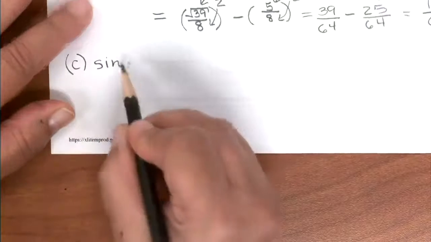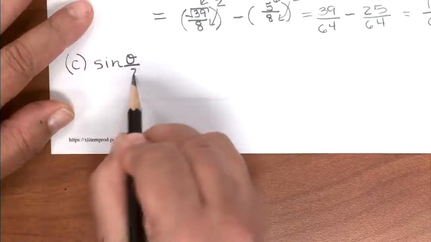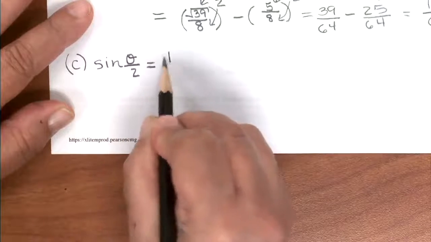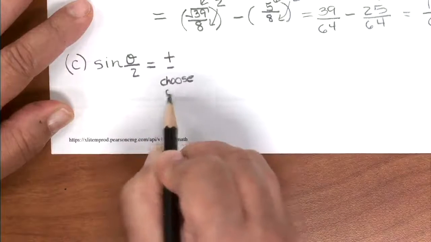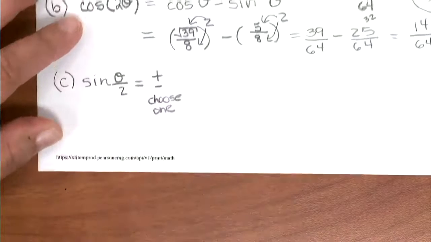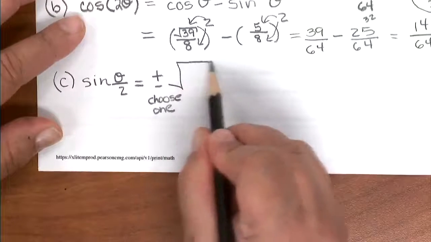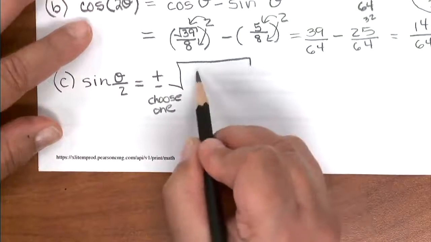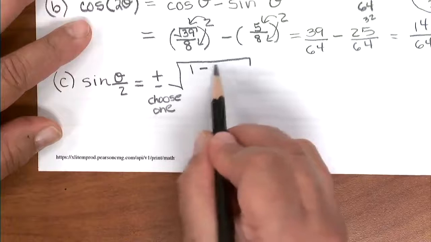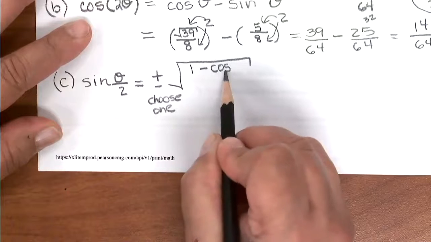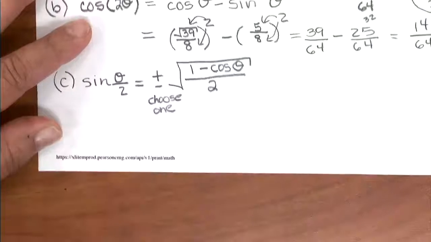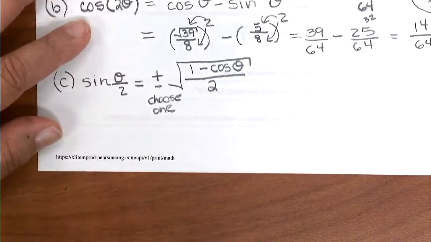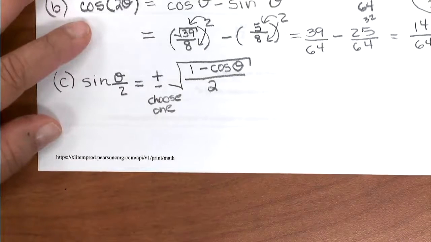Sine of any angle cut in half is equal to, we have to choose one of these. And then there's all this stuff underneath the radical. There is 1 minus the cosine of the angle that you're cutting in half. And then the half is now down there in the denominator. Okay, so to choose. Now they said that in the beginning of the problem, let me point to it.